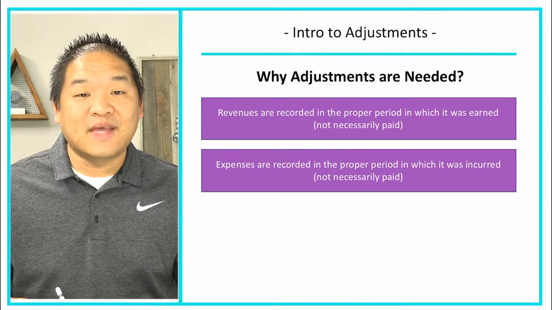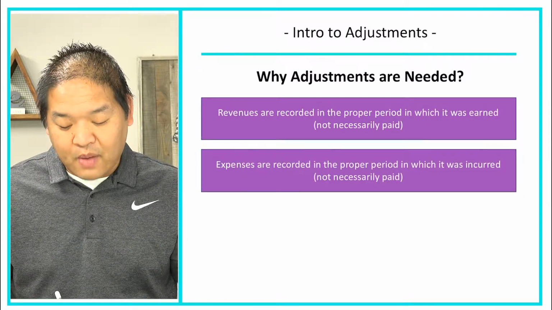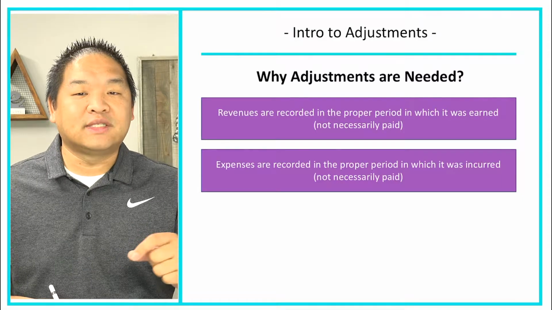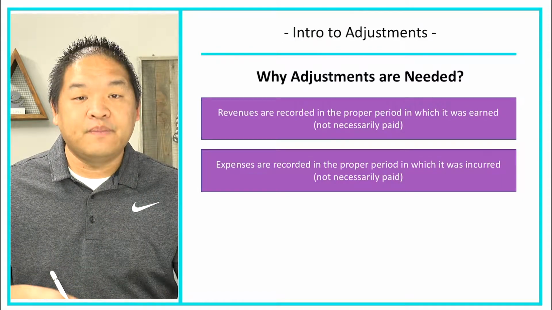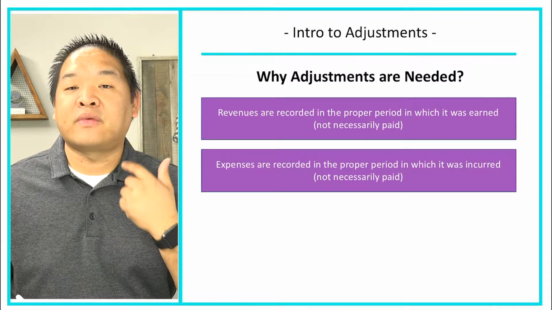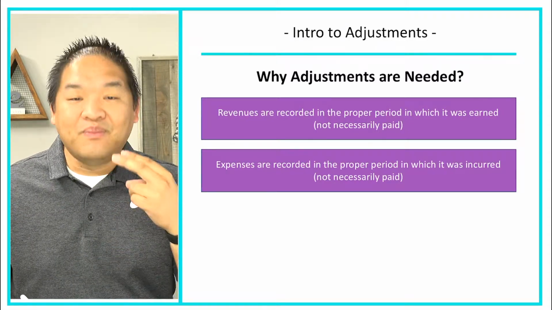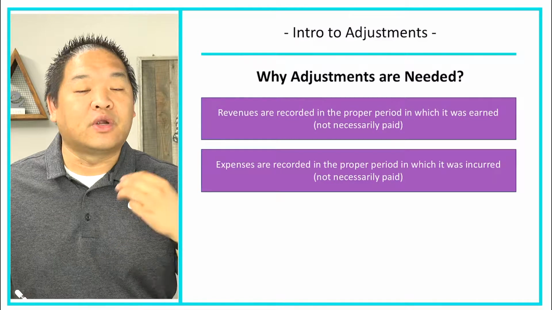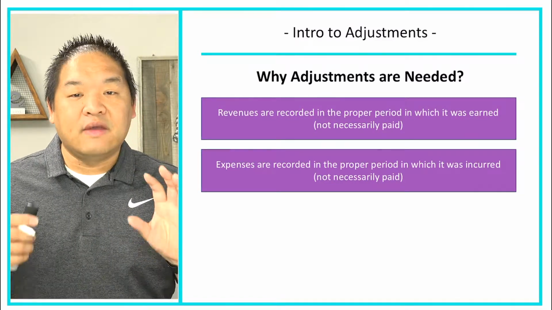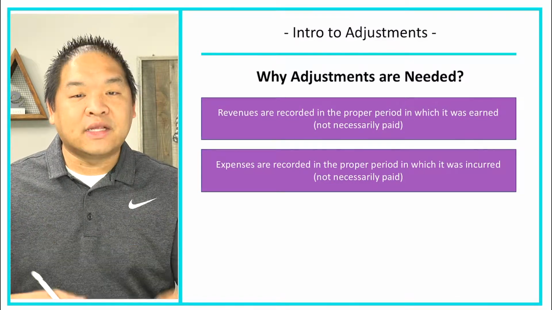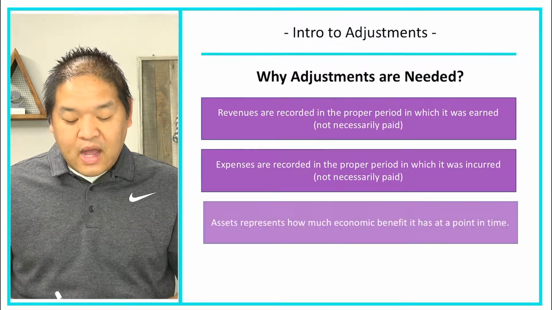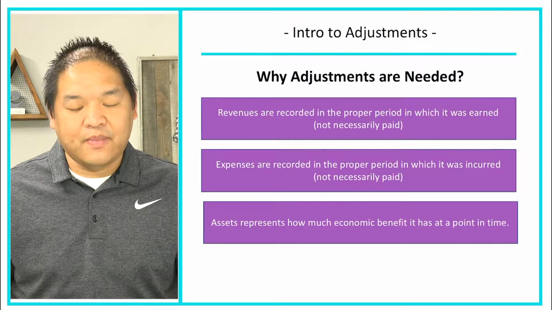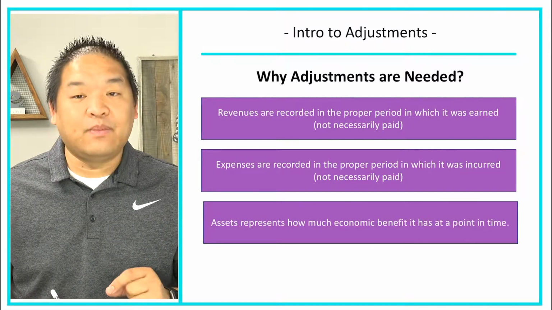Same thing goes for expenses. Expenses are recorded in the proper period in which they were incurred, not necessarily paid. So if we've incurred any expenses during the year, we need to book those even though we haven't received a bill, we haven't paid on those expenses, we weren't notified of those expenses. If it was incurred during the year, that's when we need to book them, in the year that they were incurred.